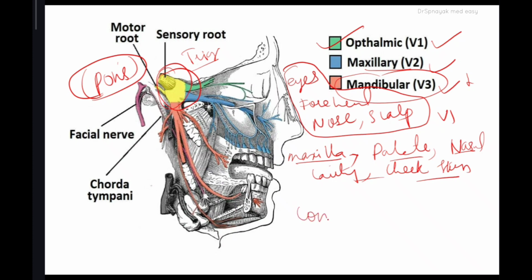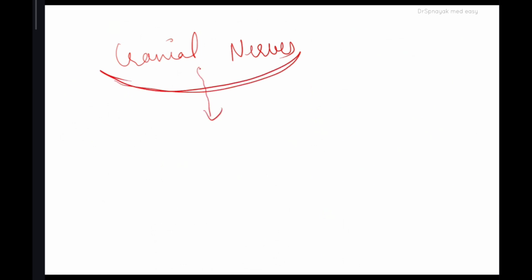It is coming out of the skull through a hole. Always remember, there are certain cranial nerves. What do they do? They will come out of the cranium. Suppose this is a cranium. They will come out of the cranium through small holes. These holes are called foramina. Through small holes, these nerves are coming out.